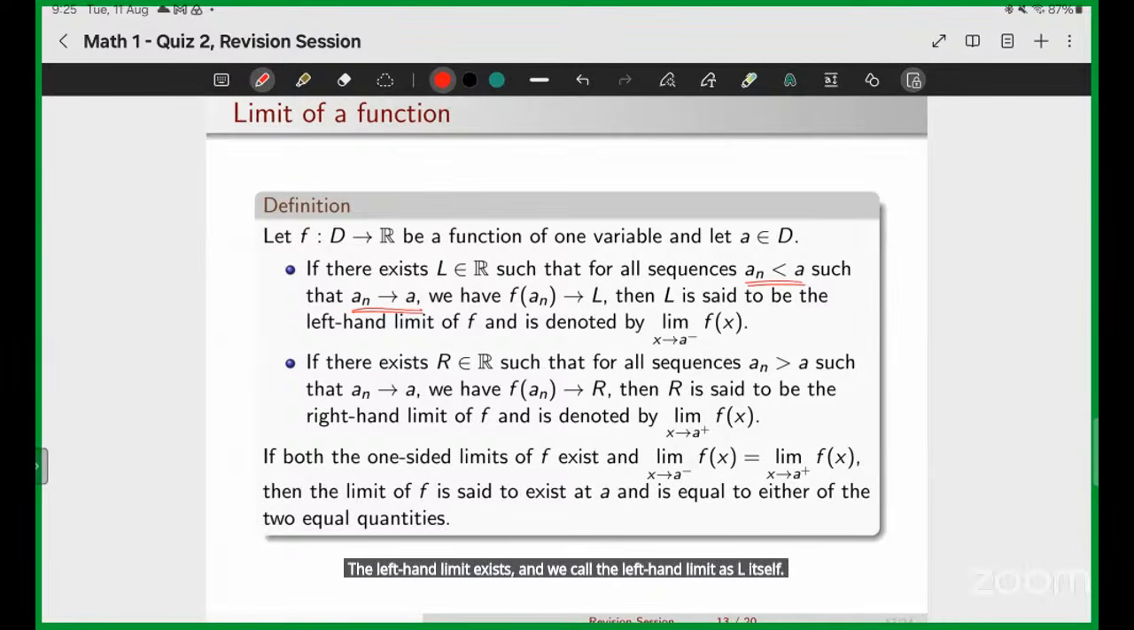The same thing holds for the right-hand limit. This is the definition of the limit.